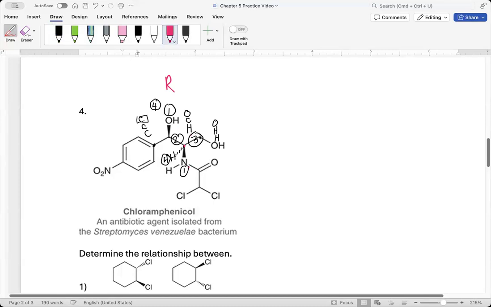So now we assign R/S. The H is pointing back, that lowest priority group. So what we see is what we're going to get. And we get R. So both of these centers are R on chloraminophenol.